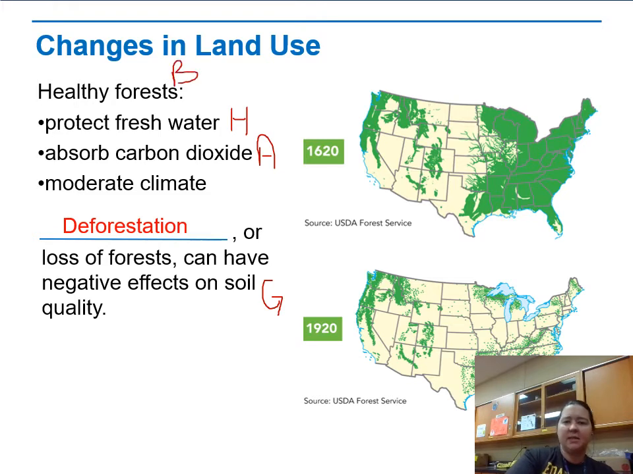So in this small little example right here, the change in land use in the U.S. over the course of the past 400 years has dramatically affected all four spheres in this country.